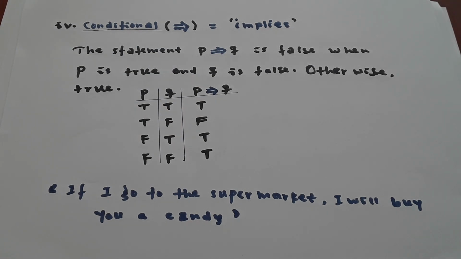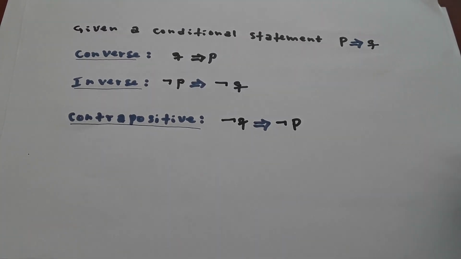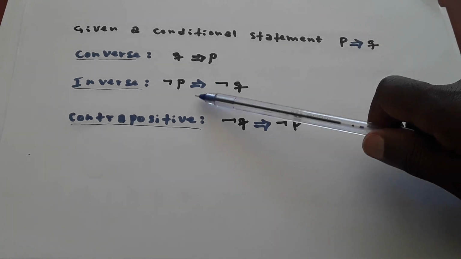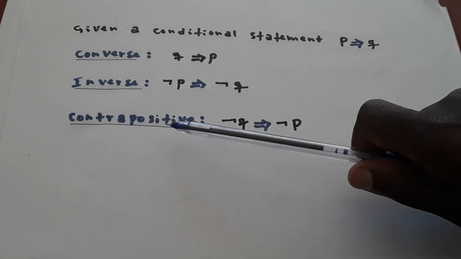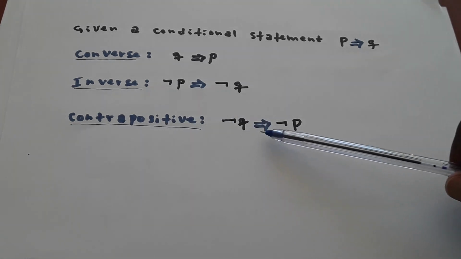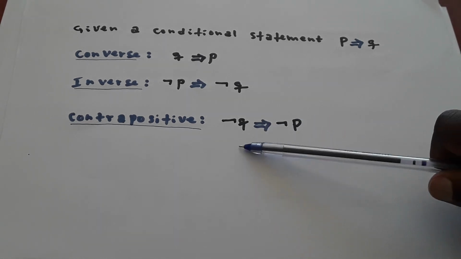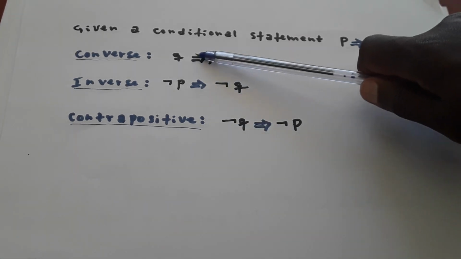So in line with that, we have other forms of a given conditional statement. For P implies Q, the converse is Q implies P. Its inverse is negation of P implies negation of Q. The contrapositive is negation of Q implies negation of P. That is the negation of the converse, we mean. The contrapositive is the negation of the converse.